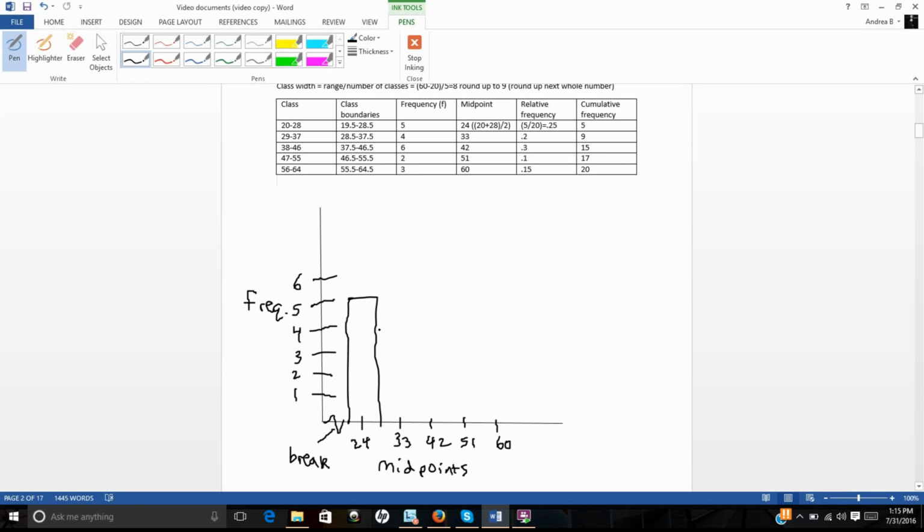The next one had a frequency of 4, so we'd connect right from that last one to 4, and then over and back down. The next one, the midpoint of 42, we had a frequency of 6. So I go up to 6, over and down. And then we'd have 51. That one had a frequency of 2, so we need to go up to 2, over and back down. Same sort of thing for the 60. There we had 3, so we go up to about where 3 would be, over and back down. And then that's what we'd have for our frequency histogram there.